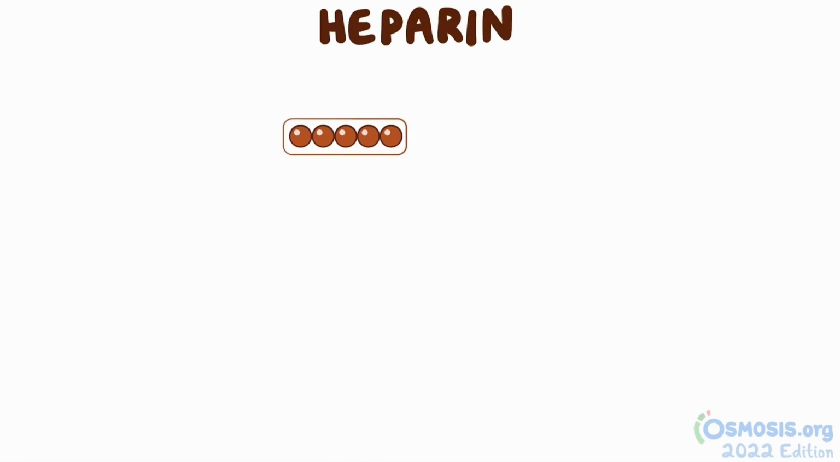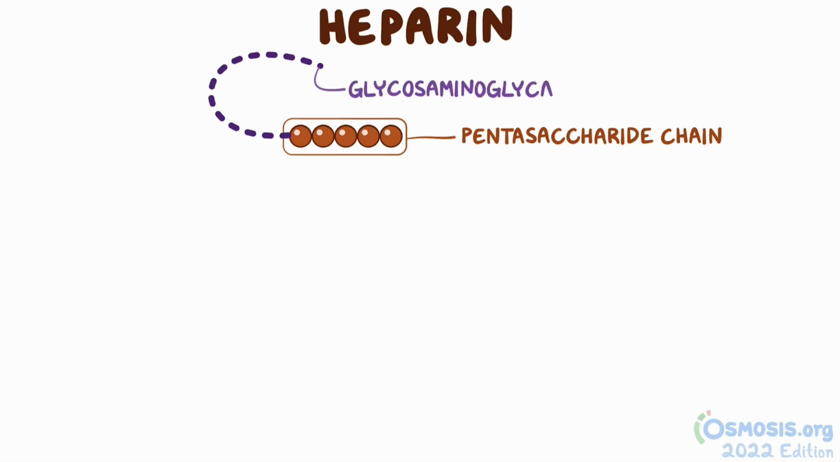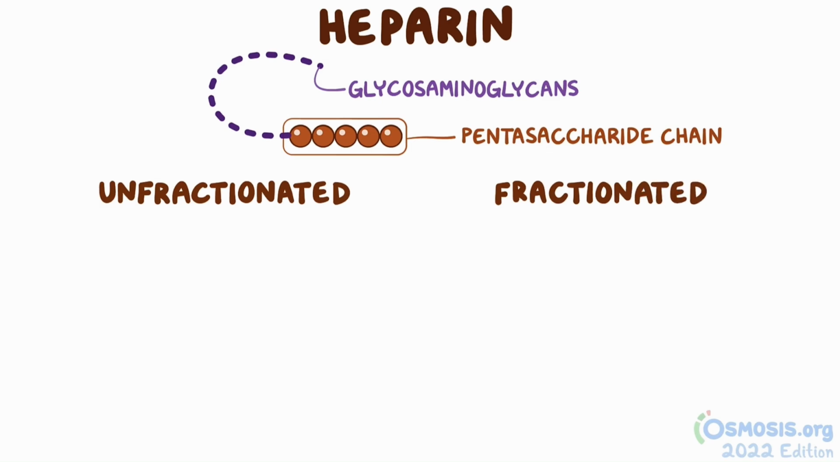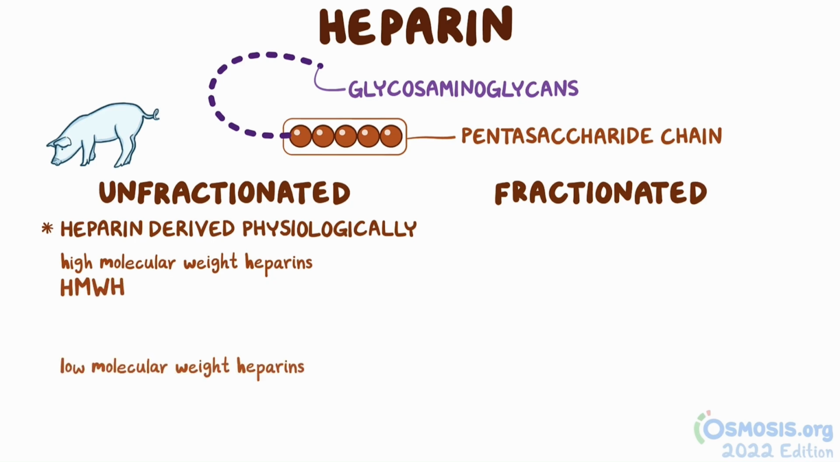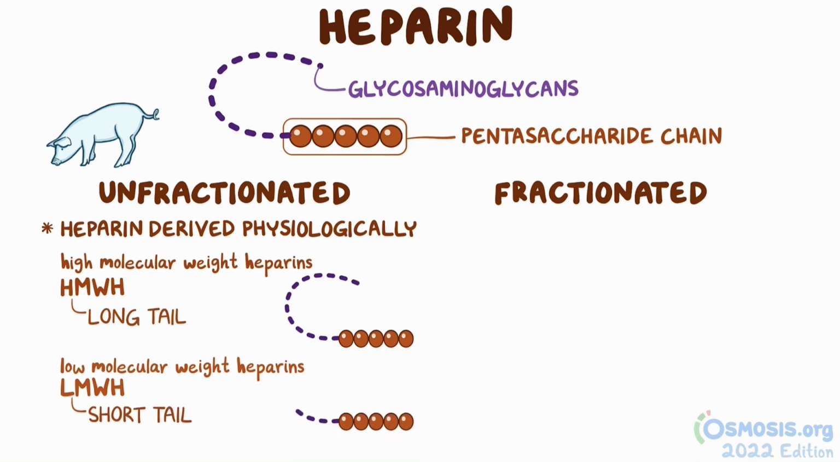Heparin is a carbohydrate molecule with a pentasaccharide chain followed by a tail made of glycosaminoglycans. Heparin can be unfractionated or fractionated. Unfractionated heparin refers to heparin derived physiologically, usually from pig intestine, and is a mixture of high molecular weight heparins, or HMWH, as well as low molecular weight heparins, or LMWH. HMWH has a longer glycosaminoglycan tail, while LMWH has a much shorter tail.